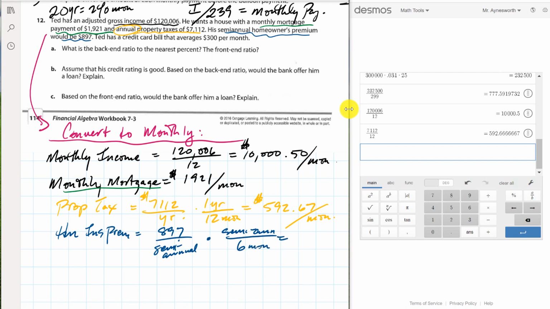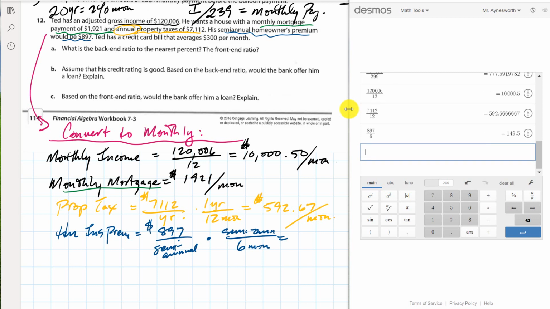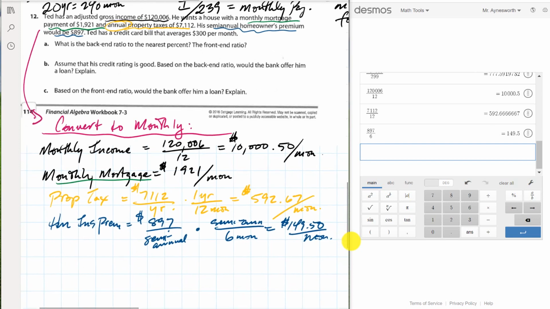Okay, half an annual, half a year is 6 months. That's the reason why. So to go from a semi-annual number to monthly, because this is every 6 months, you've got to divide it by 6. Got to use your common sense a little bit. Okay, so it's $149.50. And this is per month. Notice I'm doing everything monthly now.